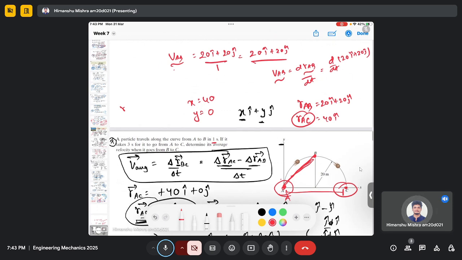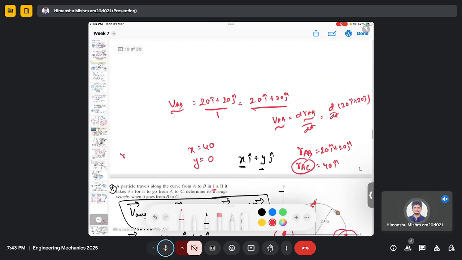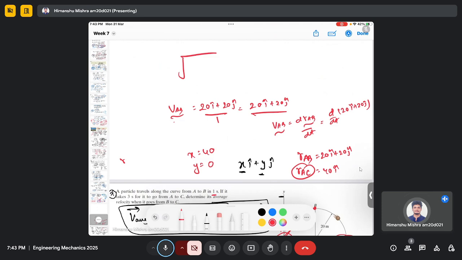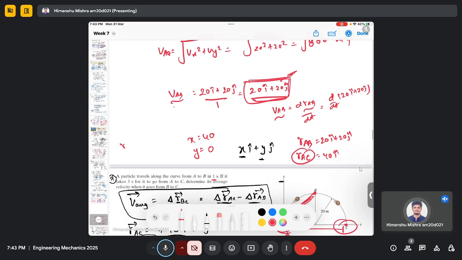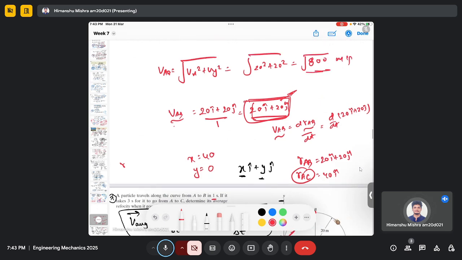If you want to calculate the magnitude, as we have discussed in the previous problem, then it will be the square root of vx square plus vy square. So this will be 20 square plus 20 square, which is root 800. This will be the overall magnitude of this velocity. But in the vector form, this will be the answer. If you've been asked to calculate the magnitude, then root 800 will be the answer.